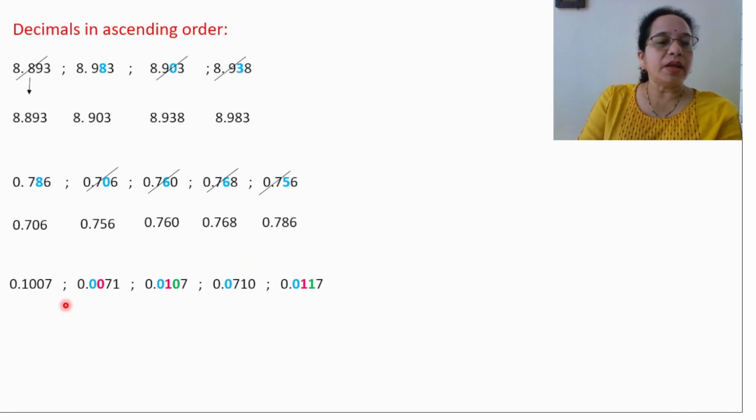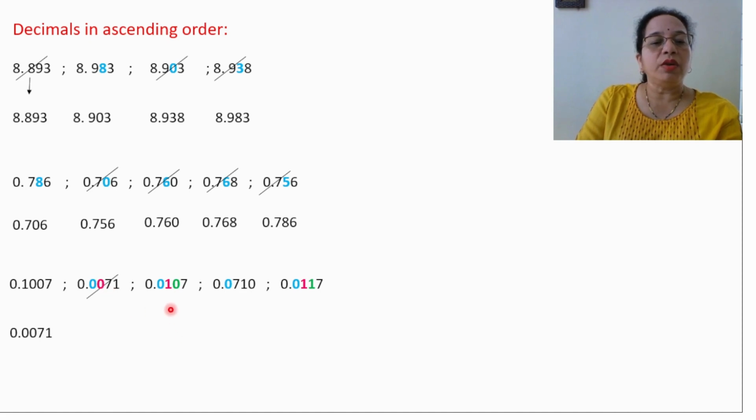Take one more example. So again the whole part is same. So we will go for the tens place. This is 1, 0, 0, 0, 0. So we will go for this 0, 1. So now the next one is the pink color digit 0, 1 and then 1. So which one is smaller? This 0 is smaller. So write down this one and cross out.